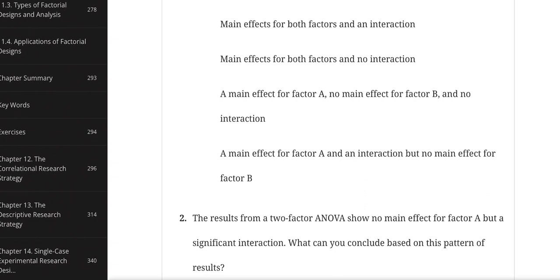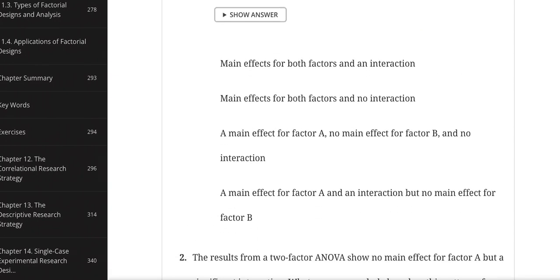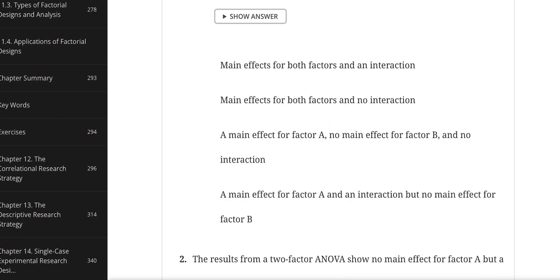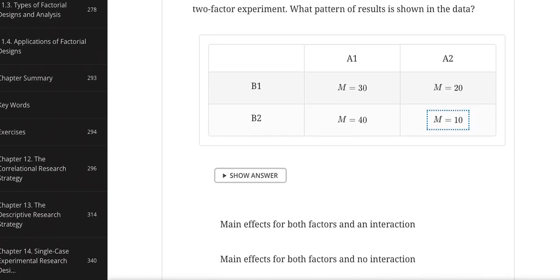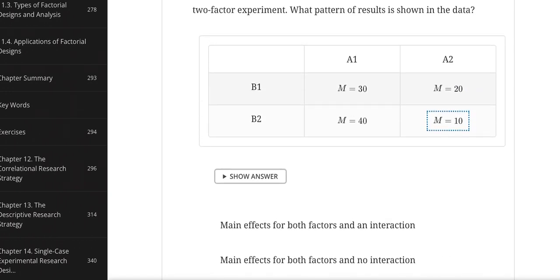So if we look down here at our answers, that rules out the first two. So there's a main effect for factor A, so it's got to be one of the second two answers. So the difference between those two, if you want to look really quickly, is: is there an interaction or is there a main effect for B? We need to find out. It says there's no main effect for factor B. We already figured that out. So we need to know if there's an interaction or not. So if you look, and this is what I was doing a second ago, I got ahead of myself. The difference between 30 and 40 is 10, and between 20 and 10 is also 10.